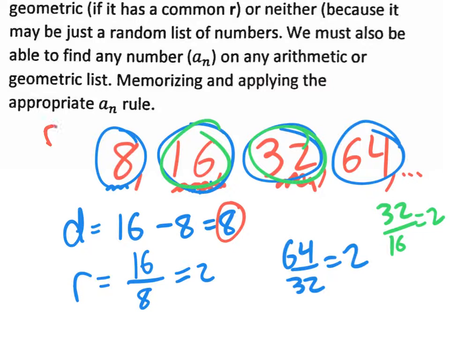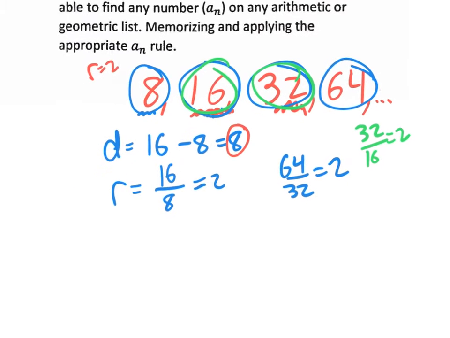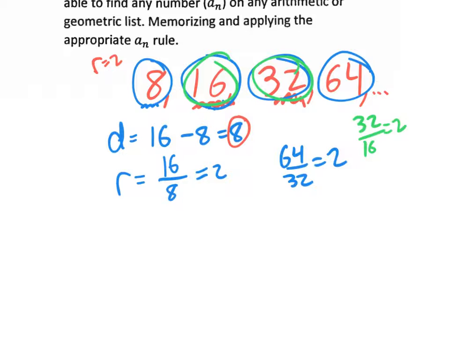Because if the common ratio is 2, that means that it's growing by multiplying by 2. So 8 times 2 is 16. 16 times 2 is 32. 32 times 2 is 64. Now let's compare that with an arithmetic list. An arithmetic list would be something like this. 8, 10, 12, 14. Right? Why is that arithmetic?